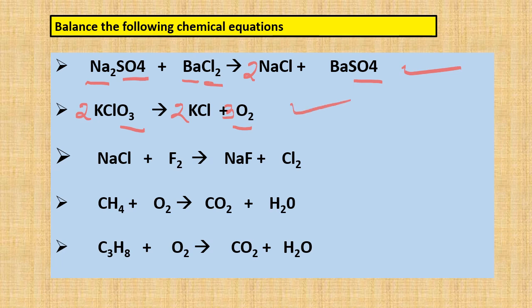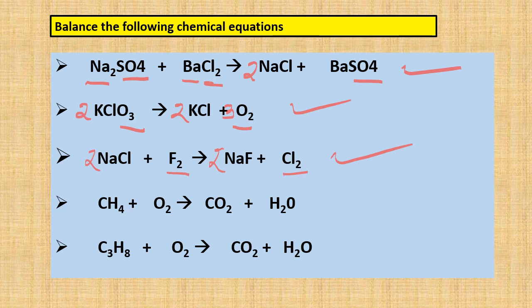Now go to the third equation, NaCl plus F2, which gives NaF plus Cl2. In this equation, you can see that there are 2 fluorine atoms present in the reactant side, and there are also 2 chlorine atoms present in the product side. So you can balance from this side. In order to balance fluorine, just write down 2 in front of NaF, and in order to balance chlorine, just write down 2 in front of NaCl. This is the balanced chemical equation.